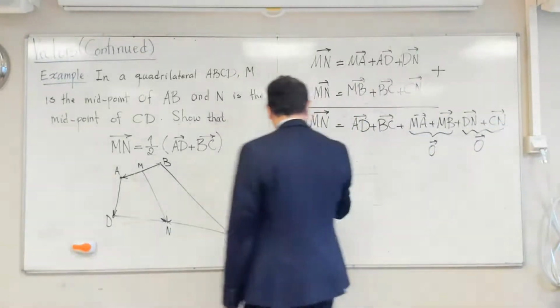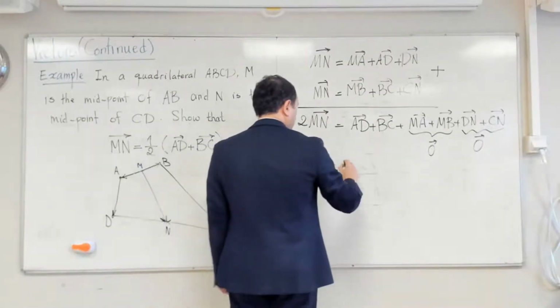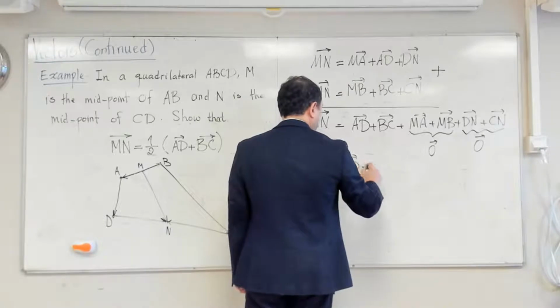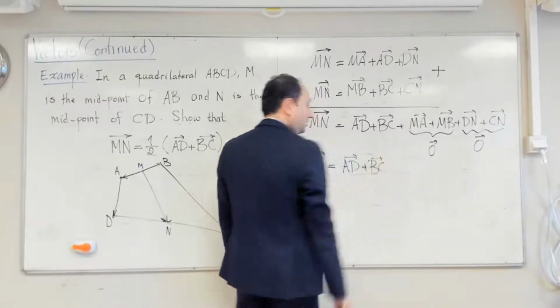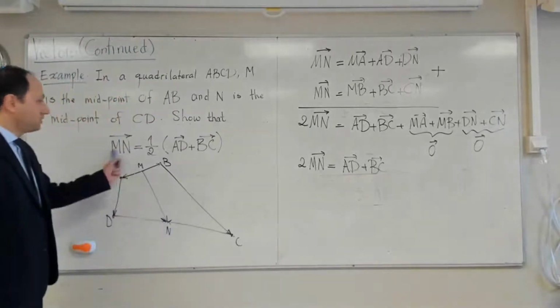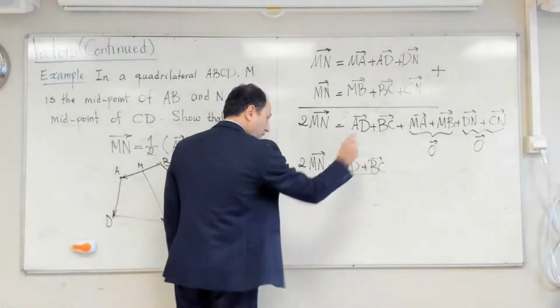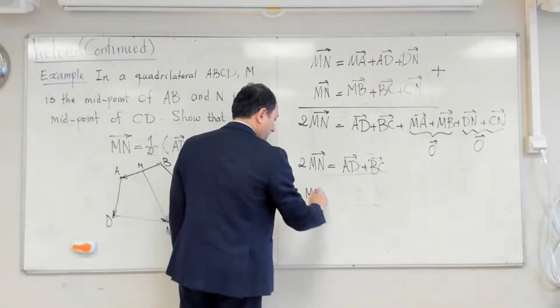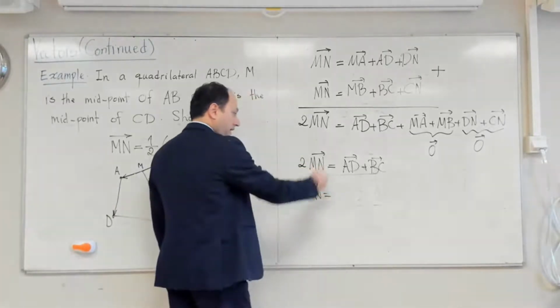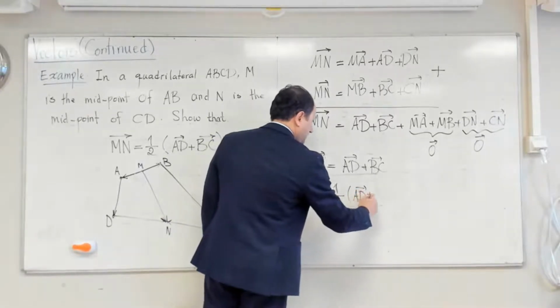But a vector plus 0 is nothing except the vector itself. So it means that the next line is 2MN equals AD plus BC. Agree? And then there is one more step to do, is just to divide by 2. So I multiply by 1/2. It's better to say it in that way. It becomes MN equals 1/2 (AD plus BC).